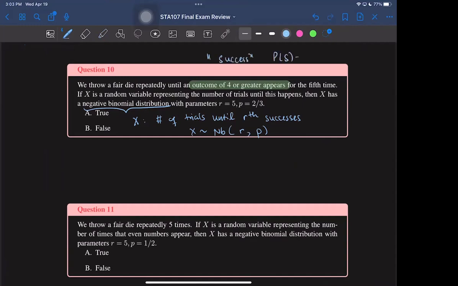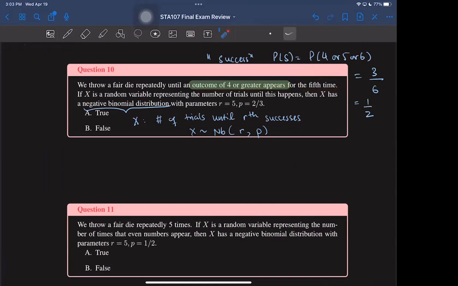Then the probability of success would be the probability that you get 4 or 5 or 6, which is just 3/6, right? Because when you throw a die, there are 6 possible outcomes, 1, 2, 3, 4, 5, 6. And 4, 5, 6 is 3 outcomes, which means the probability that you get 4 or 5 or 6 is 3/6, which is 1/2. And we do the experiment until we get an outcome of 4 or greater for the 5th time, which means until we get the success for the 5th time.